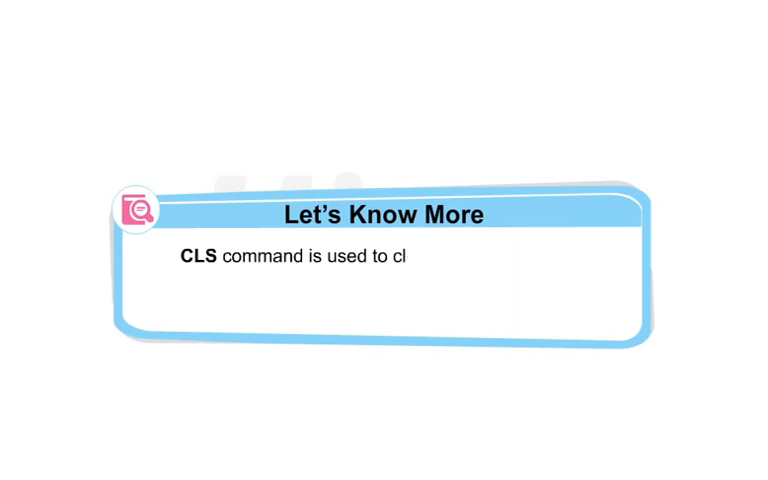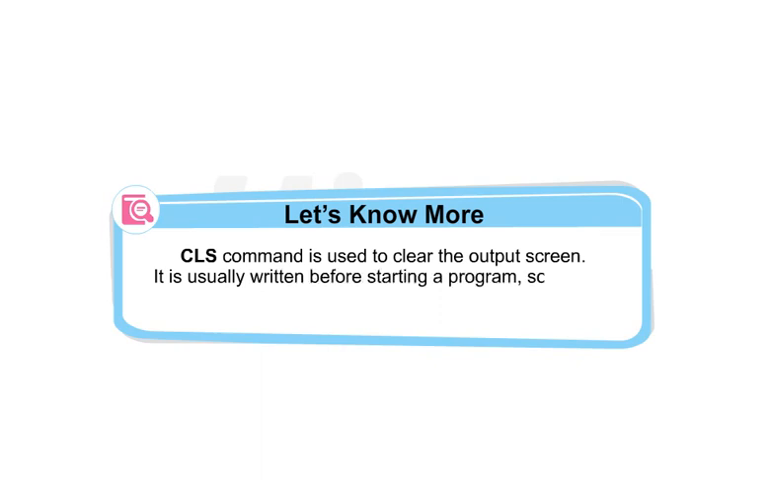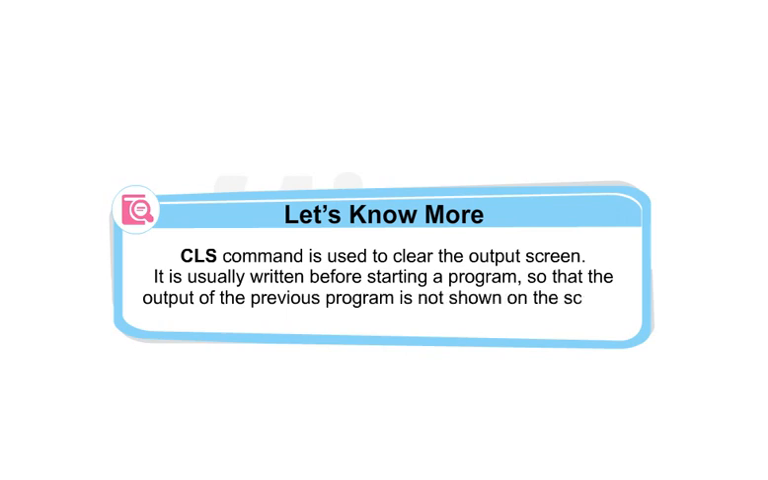The CLS command is used to clear the output screen. It is usually written before starting a program, so that the output of the previous program is not shown on the screen.